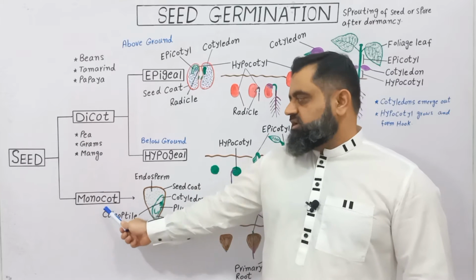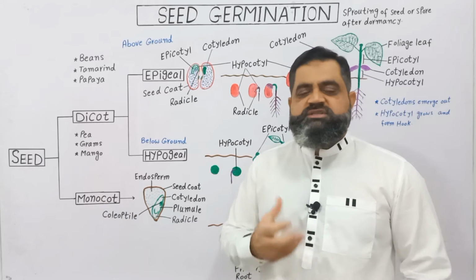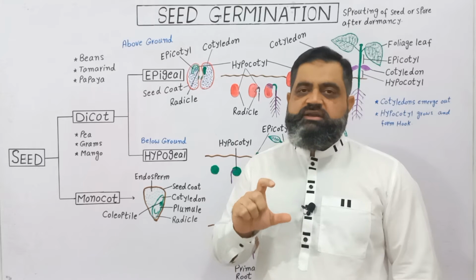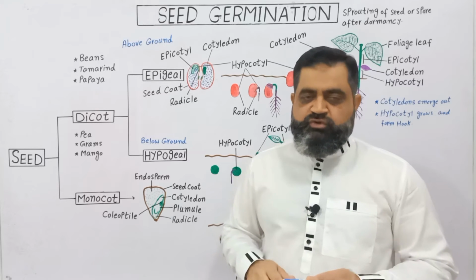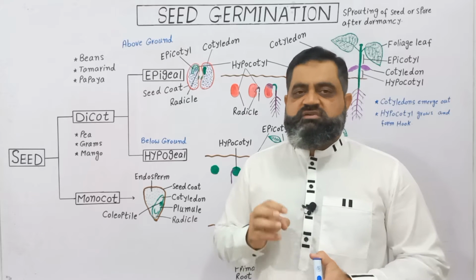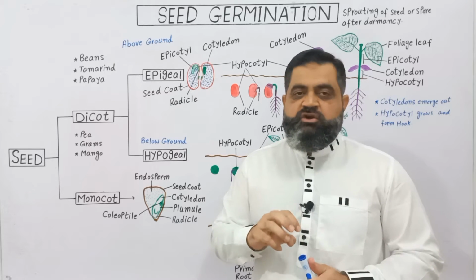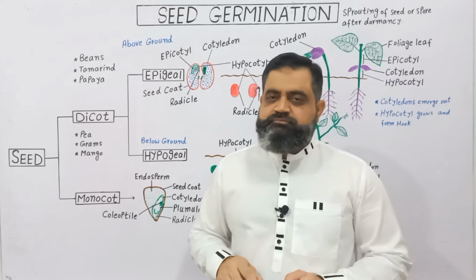The other type of seed is known as monocot. Mono means single, cot means cotyledon. They usually contain a single cotyledon which contains stored food. In these kinds of seeds, rice, wheat and maize, corn are included.